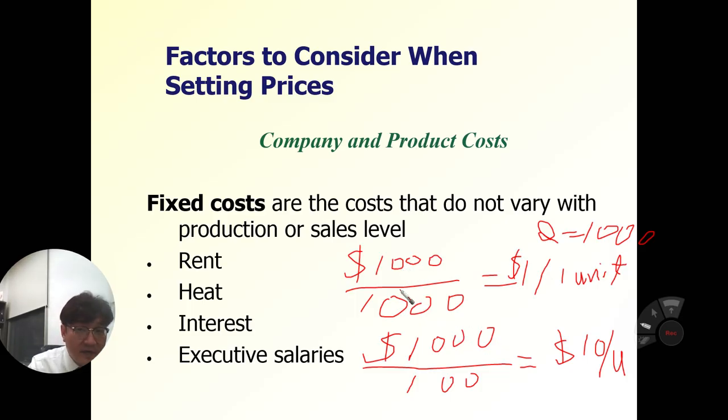However, when it comes to the fixed cost per unit, obviously it varies with the production level. As a whole, the fixed cost doesn't vary with the production level. But when we calculate fixed cost per unit, it varies with the production level, like this, right? So when you make more units, the fixed cost per unit decreases from $10 to $1, right? That is the fixed cost per unit.